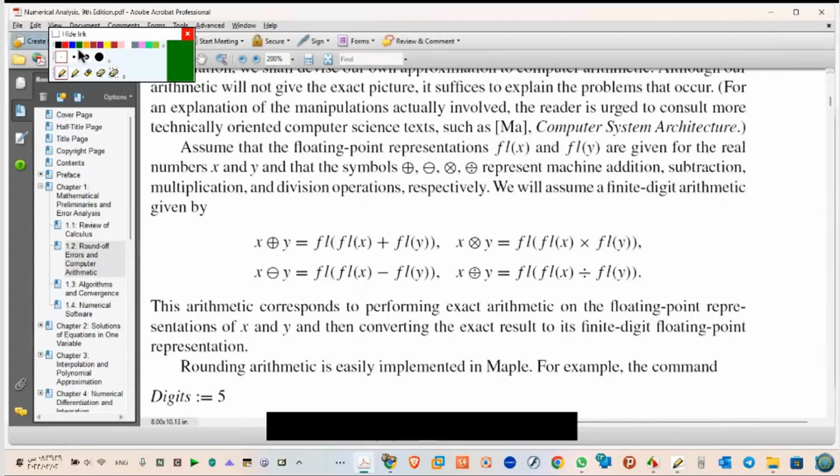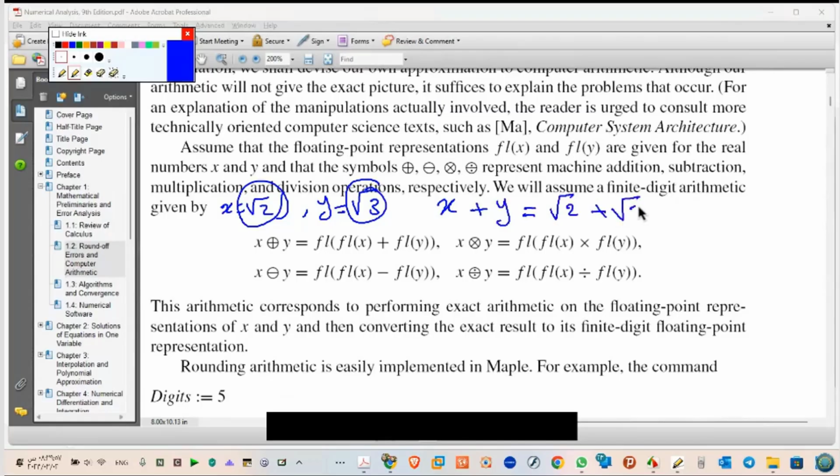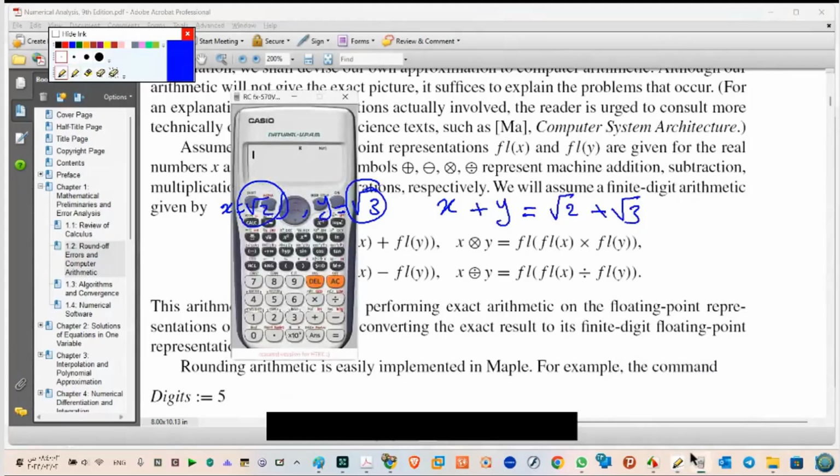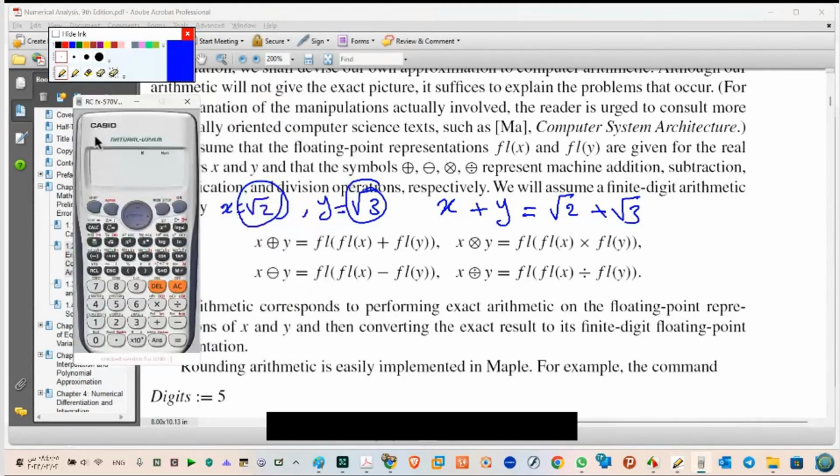For example, if I have two numbers, x equal root of 2, y equal root of 3, I will use the exact method like this. I will write x plus y, meaning root of 2 plus root of 3. And you must open the calculator, this one, and enter root of 2 plus root of 3, exact.